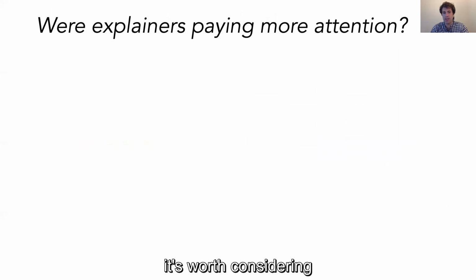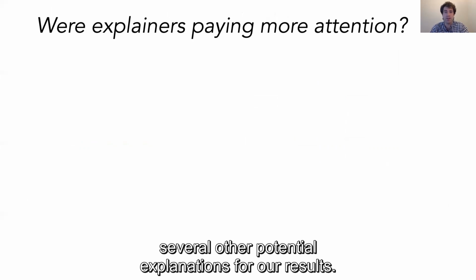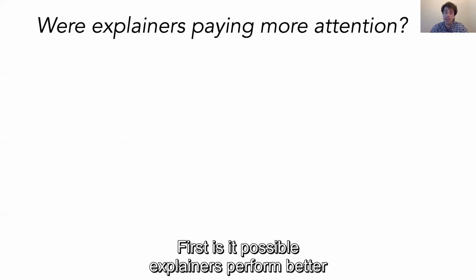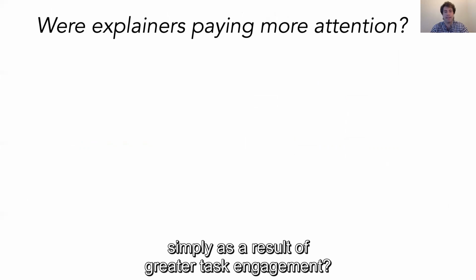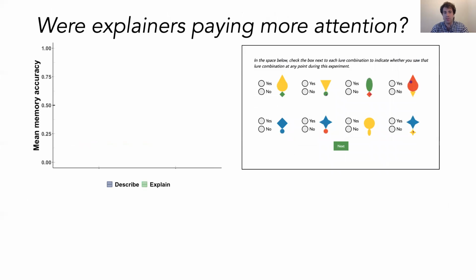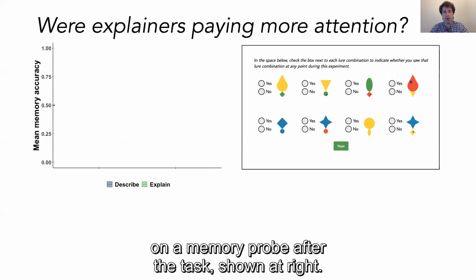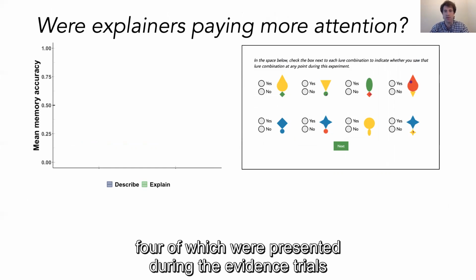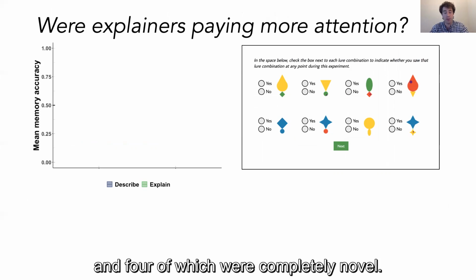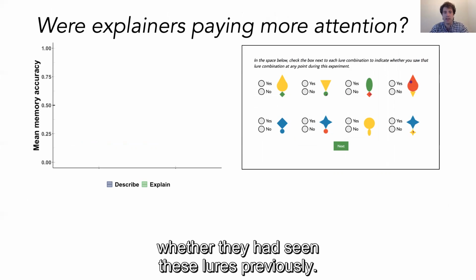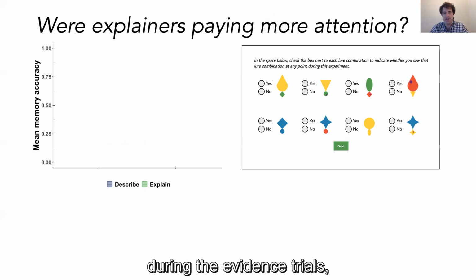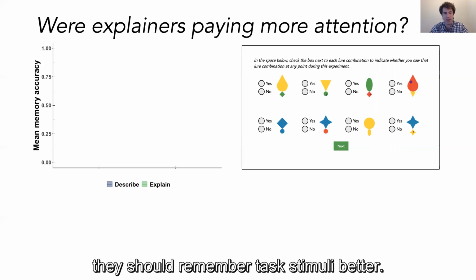So before moving on, it's worth considering several other potential explanations for our results. First, is it possible explainers perform better on hypothesis generation simply as a result of greater task engagement? We look at this by comparing performance on a memory probe after the task, shown at right. Participants were shown 8 lures, 4 of which were presented during the evidence trials and 4 of which were completely novel. They were asked to indicate whether they had seen these lures previously. So if explainers were more engaged during the evidence trials, they should remember task stimuli better.